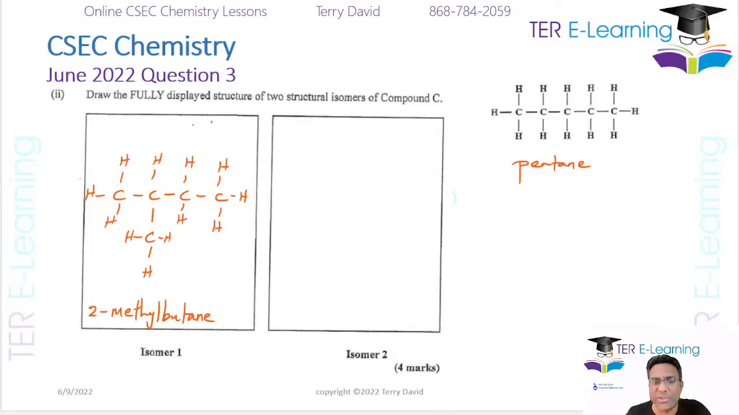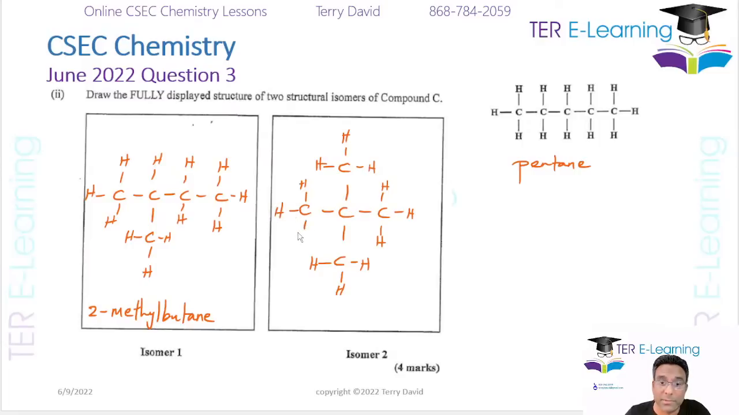Now, the next one that we could potentially draw here is, we can go 1, 2, 3, 4, 5. This is the only other isomer. So if you drew anything that does not look like this, then chances are it's not correct, right? And the name of this one here will be 2,2-dimethyl propane, right? I don't know if they ask us in the next part to name it, but that's the name of these here. But all they want us to do is to draw the fully displayed structure, and it's 4 marks, so they're giving 2 marks for each one. That's it.